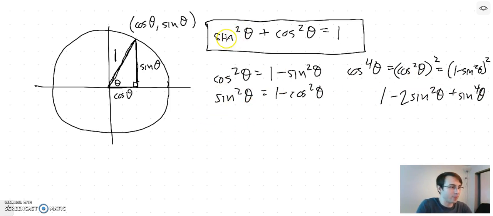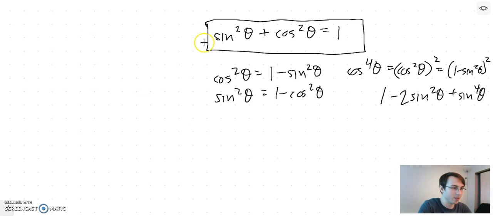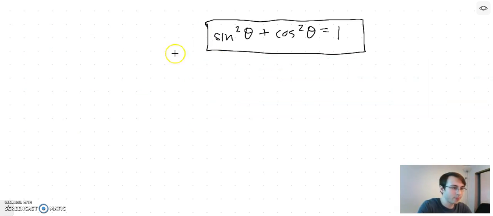Now another thing, I'm going to erase these relationships for now. Actually, let's erase that too, just to get some room for the next thing. So this is the first big formula.